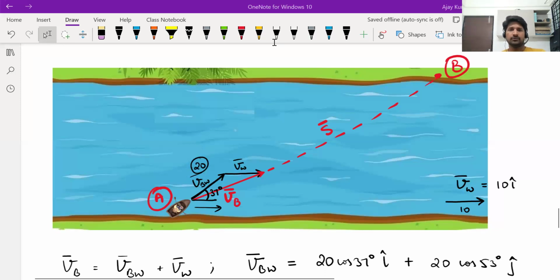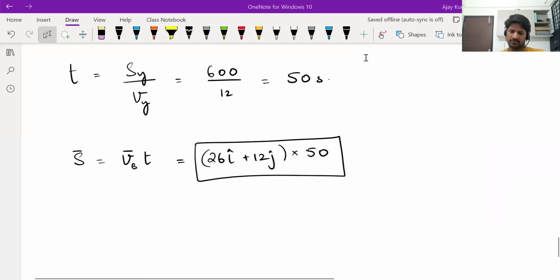When an object moves without ever changing its direction, how is distance covered by the object related to its displacement? Distance is equal to magnitude of displacement. Correct. Distance is equal to magnitude of displacement. So the actual distance covered by the boat will be the magnitude of this vector.